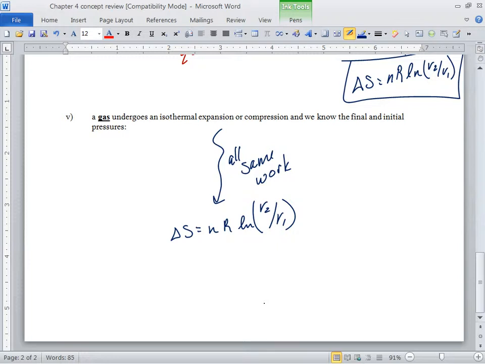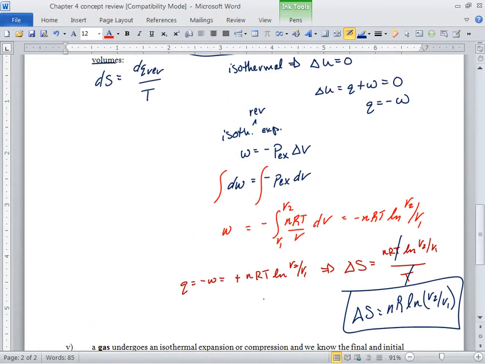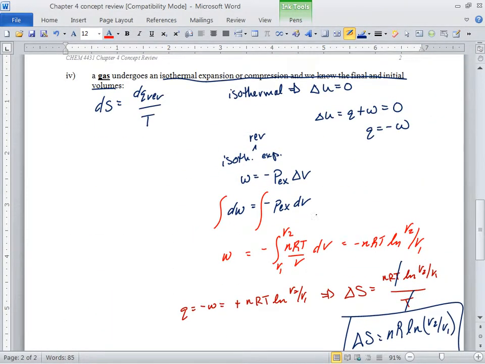So P is nRT over V. You pull the nRT out, then you end up with the integral of 1 over V. This is derived from PV equals nRT, so P is going to be nRT over V. We should have written that in up there. We skipped that, which is not a very good derivation.